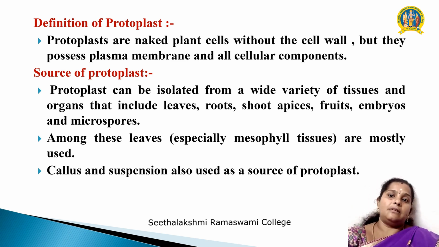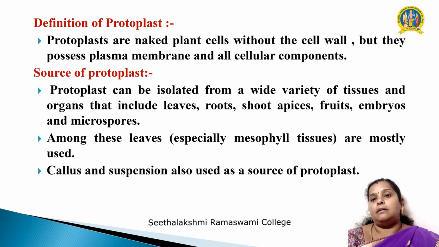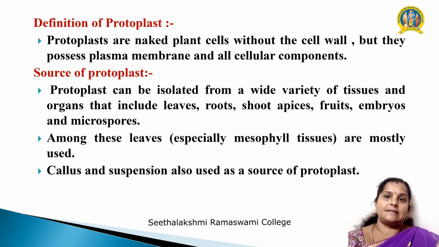Next, the sources of protoplast. Protoplasts can be isolated from a wide variety of tissues and organs that include leaves, roots, shoot apices, embryos and microspores. Among the leaves, especially mesophyll tissues are mostly used. Callus and suspension cultures are also a source of protoplasts. Callus means an undifferentiated group of cells.